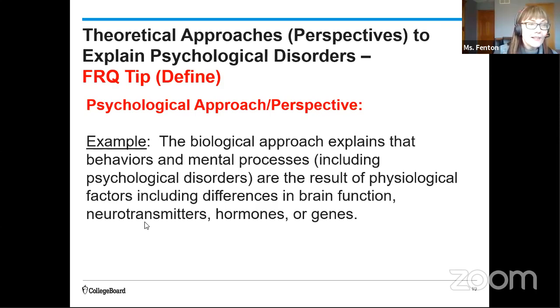So the biological approach would explain behaviors and mental processes, including disorders such as depression or anxiety or schizophrenia, as being the results of physiological factors. And there's a variety here. It could be differences in brain structure or function. It could be neurotransmitters. It could be genes.